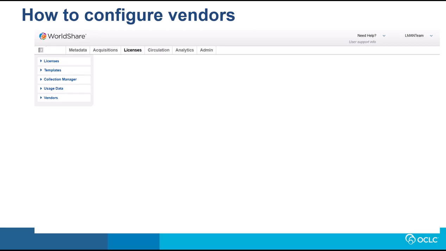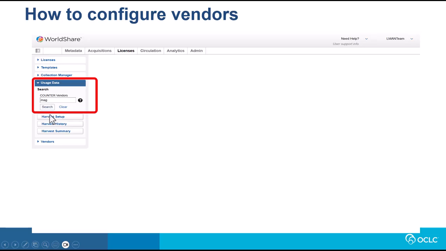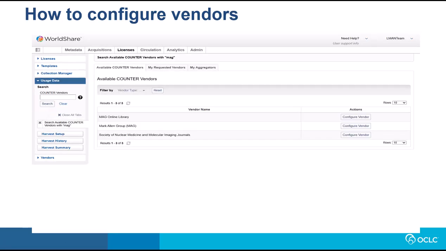Log into your WorldShare account and click the Licenses tab on the top menu. Then on the left side panel, click the Usage Data accordion. Enter the search term for your Counter-compliant vendor, then click Search. If you don't find your vendor, you can request your vendor to be added.